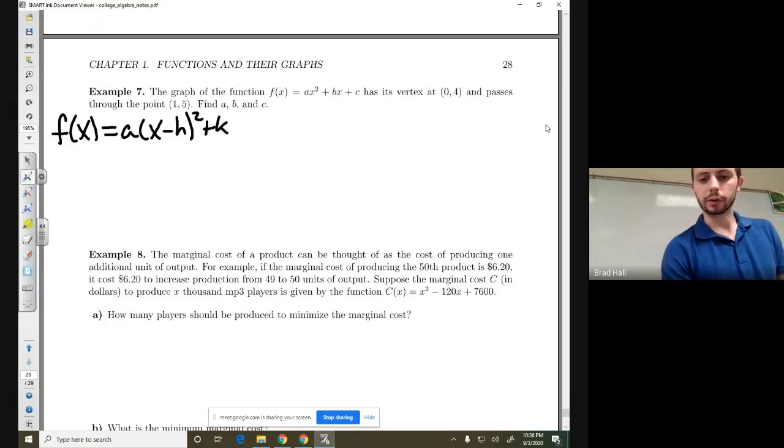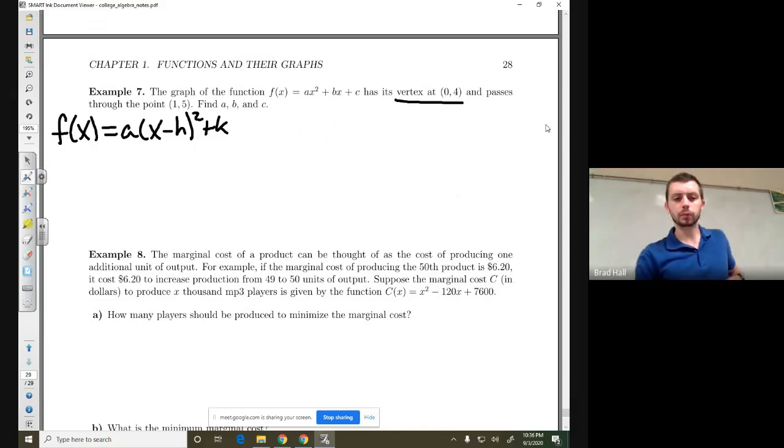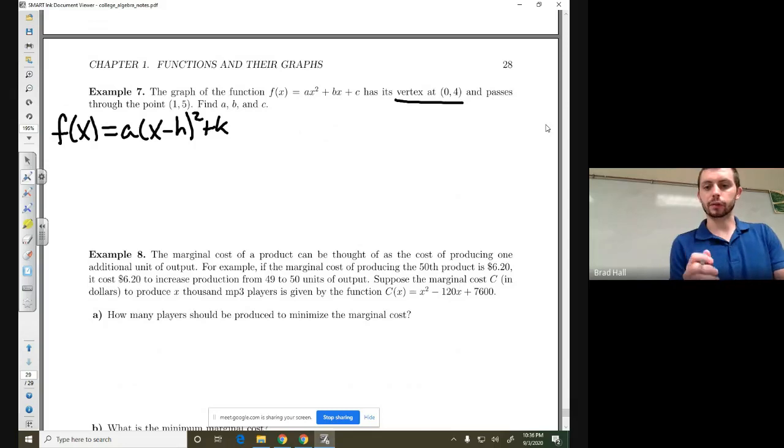So they give us the vertex, and what they want us to do, it's the same problem, but they ask us to go one step further. So there's really several ways you can do this problem. I think the best way is to utilize the vertex of 0 and 4.